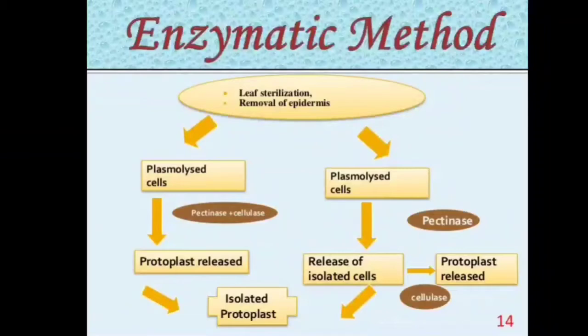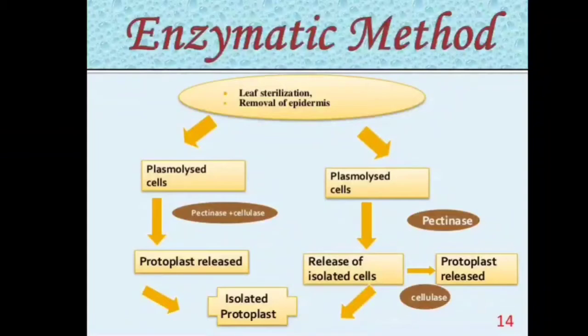And in the third step, the lower epidermis is peeled off, or the material is sliced to help the entry of the enzymatic solution. In the fourth step, it is treated with the enzymatic solutions. And in the fifth step, the removal of the cell wall enzymes and the purification of the protoplast take place.